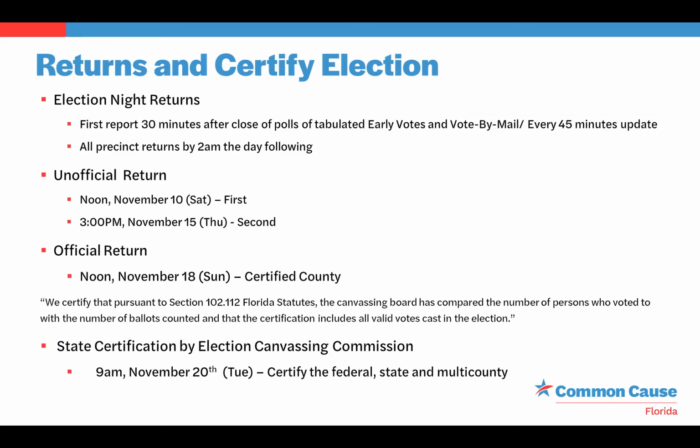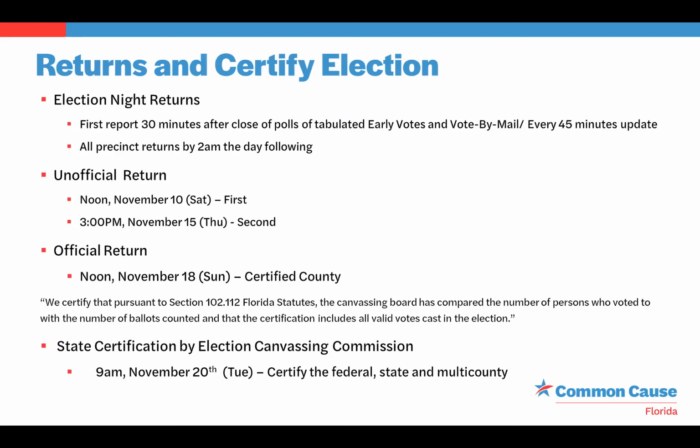As I mentioned, the role of the county canvassing board is to certify the election. So here's the timeline for that. On election night, we had the first reports every 30 minutes after the polls closed, and then updated every 45 minutes. All precinct returns were due by 2 a.m.